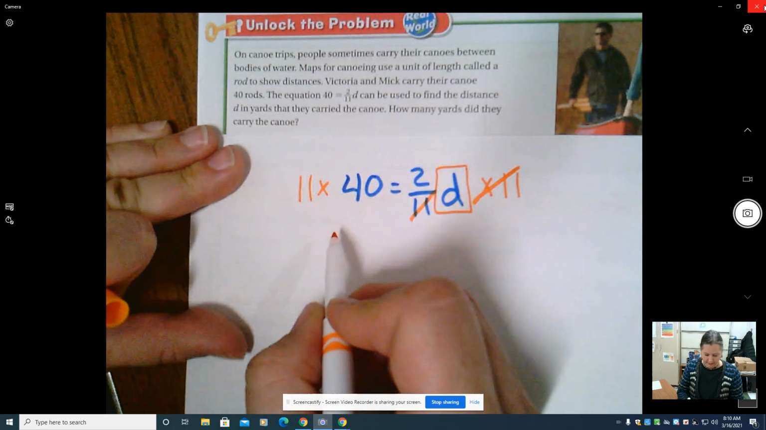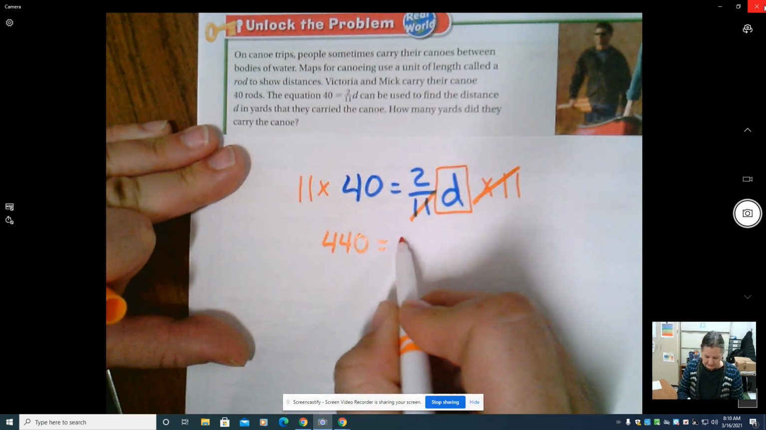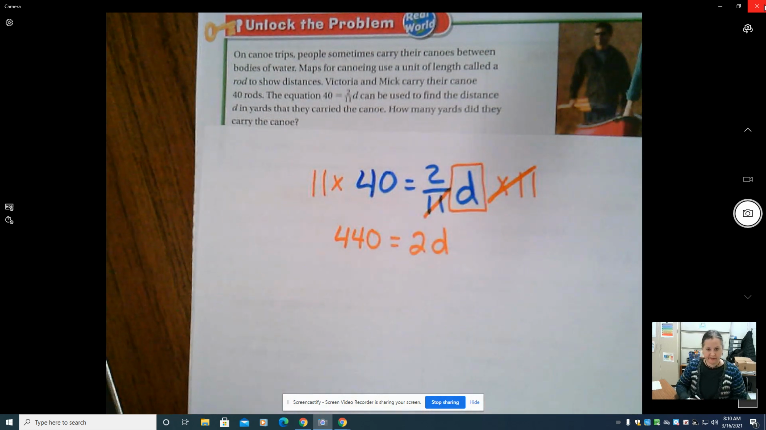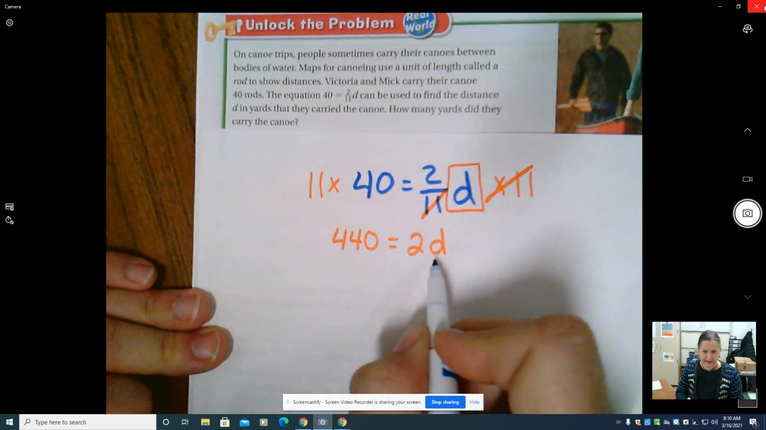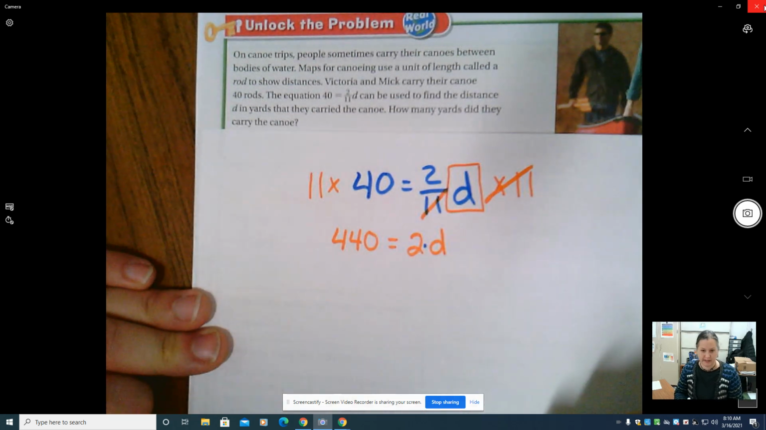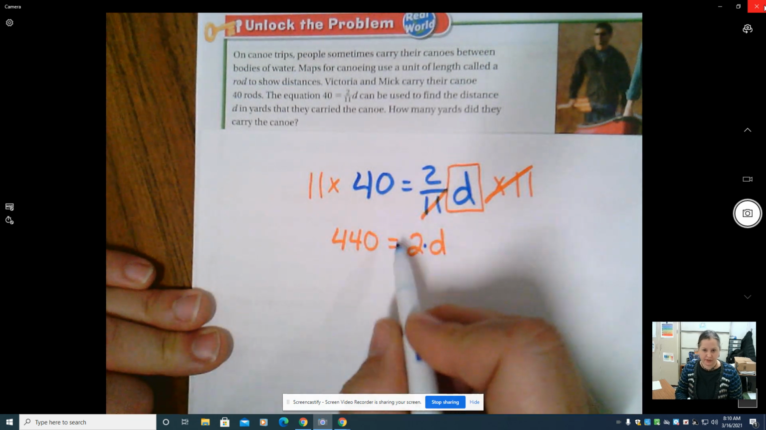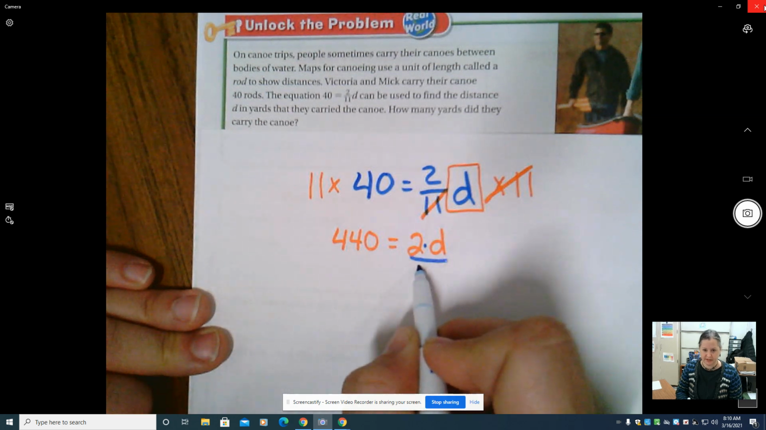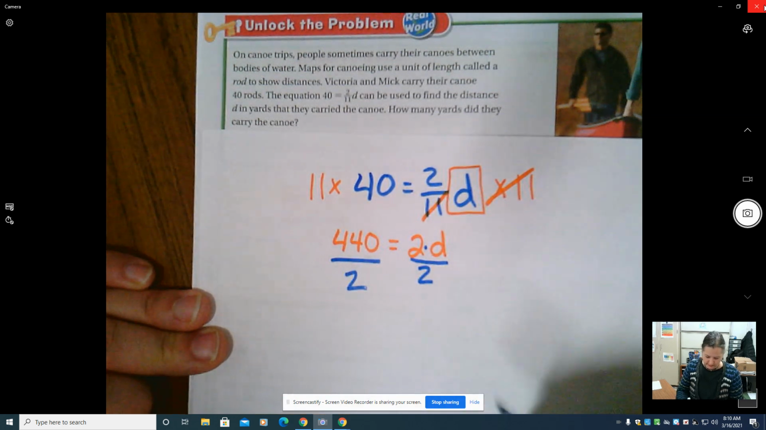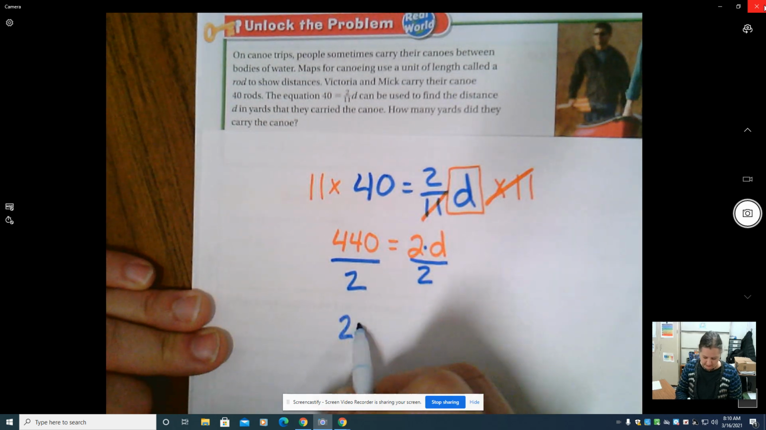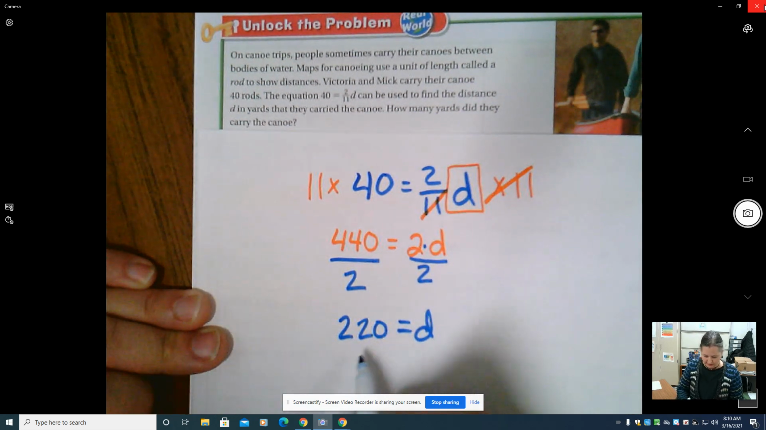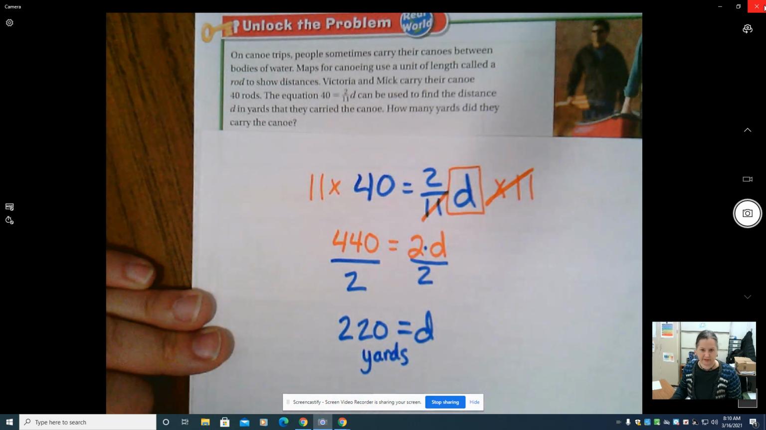And then on this side, we would multiply 11 times 40, and we get 2d left over. And when you have the coefficient 2 in front of the variable d, remember those two numbers are being multiplied. So in order to get rid of the 2, we do the inverse operation of multiplication, which is division. And we get 220 is the distance. And I have to look back in my problem. It says how many yards. So this is 220 yards is the distance they traveled.